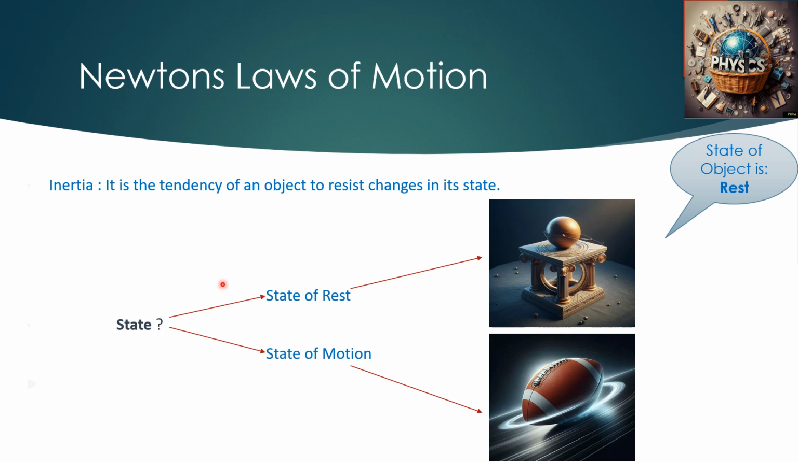because of which these two objects have acquired some property called inertia. The object which is at a state of rest has acquired a property called inertia of rest, whereas the object which is under motion has acquired a property called inertia of motion. Let us understand it further.